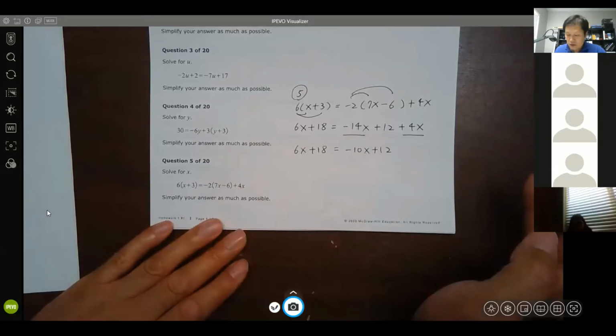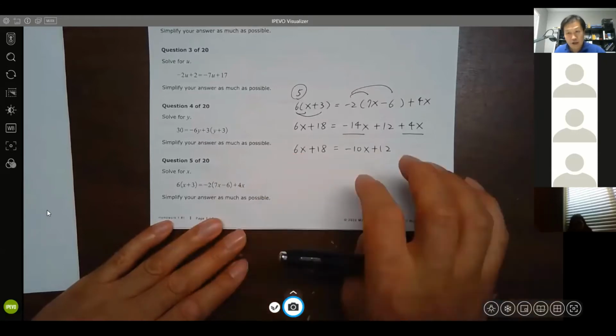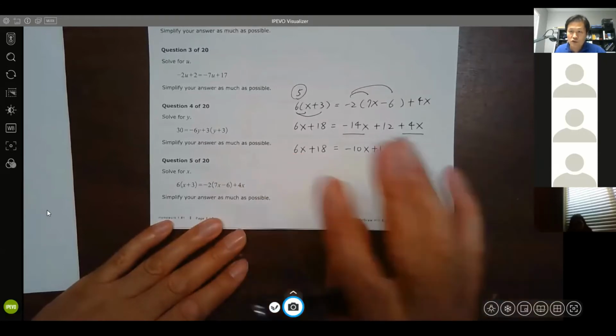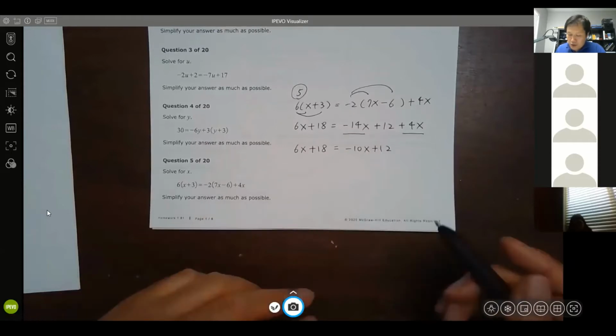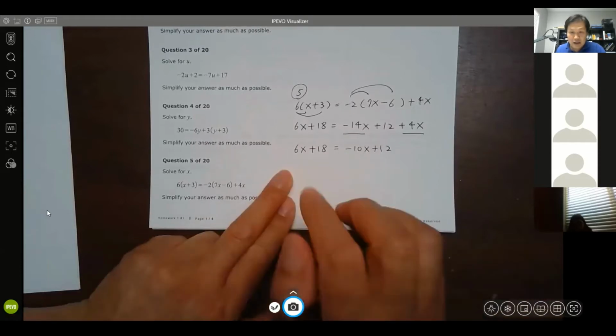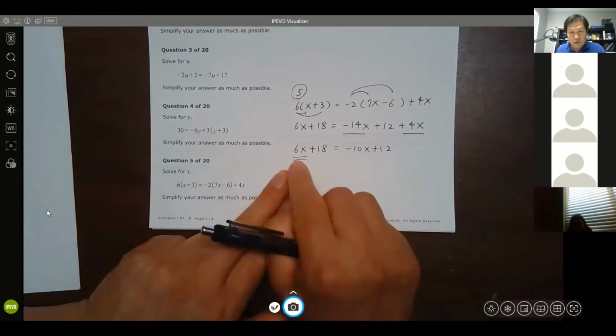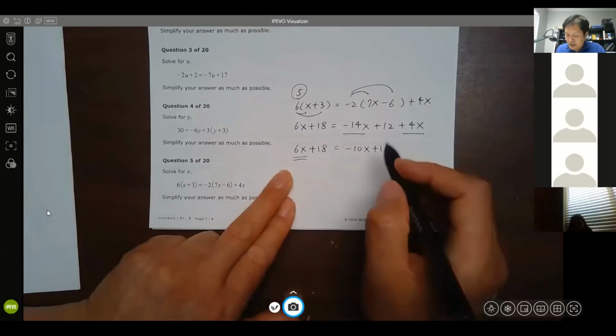You choose. Can you put x on the left? Can you put x on the right? It doesn't matter which way you do it. Just do one way or the other. So I'm going to move everything with x to the left-hand side, meaning leave this one alone. It's already on the left. I'm going to move this x to the left.